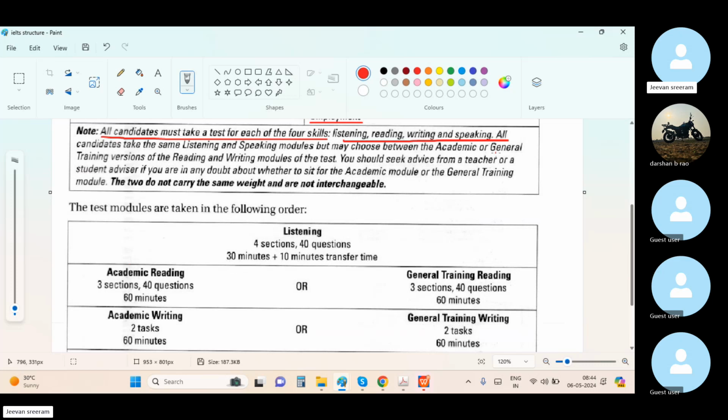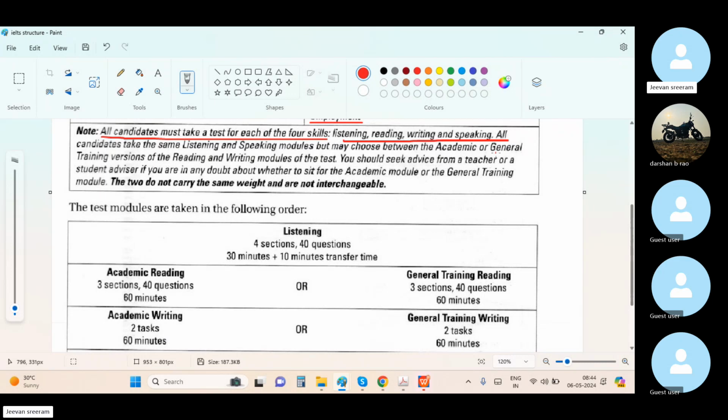So candidates take the same listening and speaking modules, of course. Academic and general training students take the same listening and speaking modules on the particular test day. But they may choose between academic or general training versions of reading and writing. So it has been emphasized that reading and writing modules are a bit different, right? I always recommend the students to go with the academic passages along with your general passages, online or whatever Cambridge books you start working on.